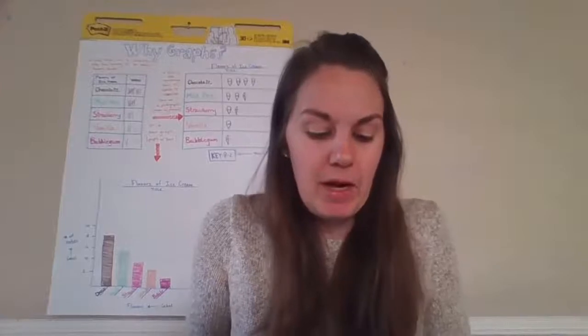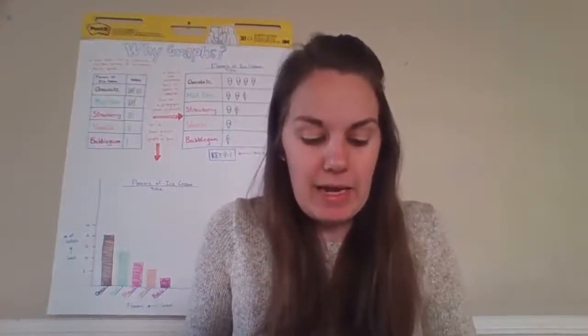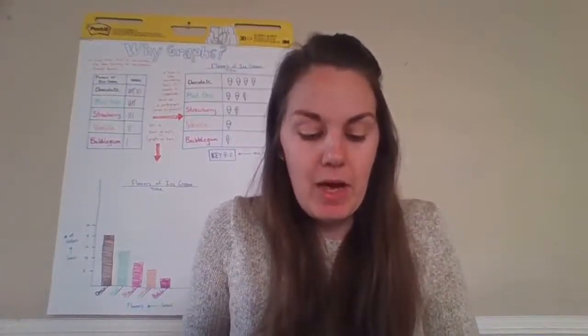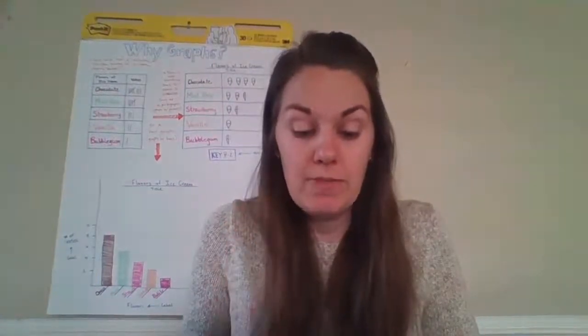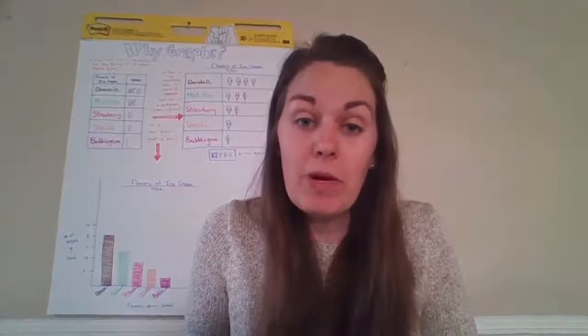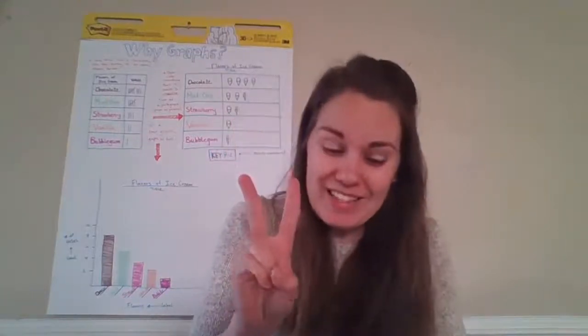So the title says points scored during a game. The people are Alan, Kate, Gary, and May. The key says that each basketball stands for 2 points. So we see that Alan has 1 basketball. If each basketball represents 2 points, then Alan scored 2 points.